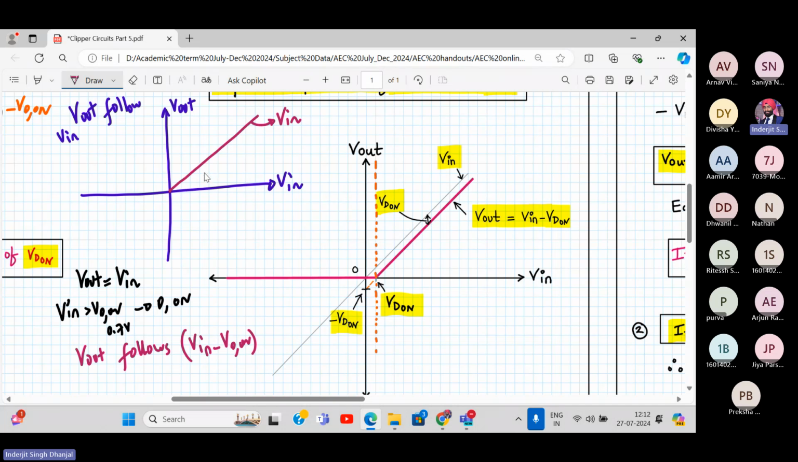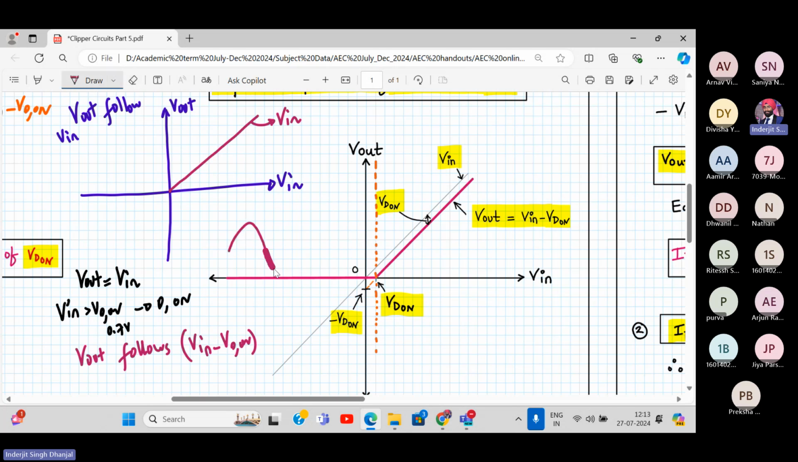So how will you plot this line? What does a shift of minus VD on mean? Should I plot it below this or above this? Same nature of the graph, but should I consider above this or below this? This minus VD on, where will I plot? Below. Yes, why? See here, I hope you are understanding. V in is a continuously varying signal like this. And now I'm saying it's V in minus VD on. That means over here, this is going from 0 to 5. Now it will go to V in minus VD on, right? So minus 0.7 to something else. So this level will be shifting down.